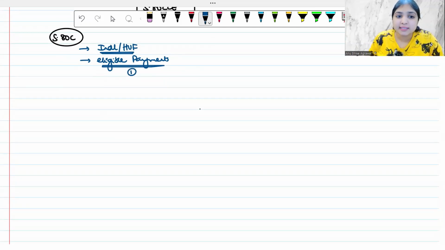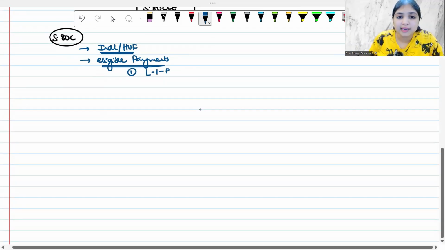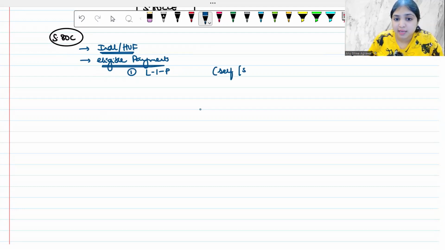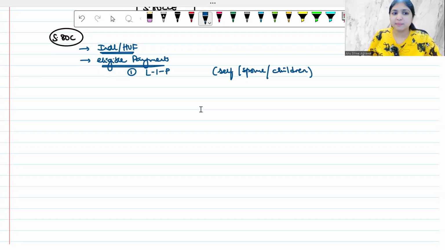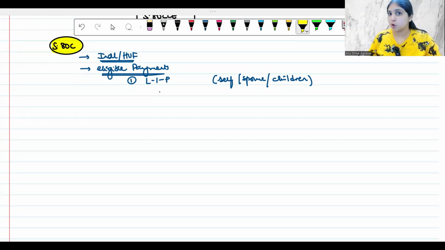Number one, if the assessee is making payment of any life insurance premium, he can pay for himself, or he can pay for his spouse, or he can pay for his children. Self, spouse or children, it will be allowed under Section 80C. So our first learning is about Section 80C. 80C is allowed only for individual and HUF. Number one, we have life insurance premium over here, which I can pay for self, spouse or for children.